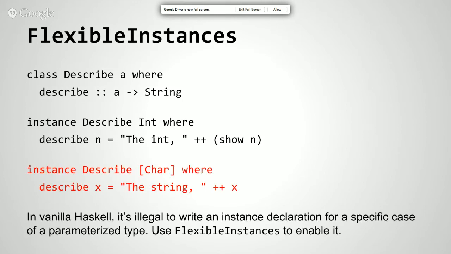And this is actually illegal in vanilla Haskell. You can't write an instance declaration for a specific case of a parameterized type. So you could write a Describe that applies to lists, but you couldn't write a Describe that applies to lists of chars. It's almost like the nightmare you get with type erasure in Scala, where you can use the outer type, the container type, but you can't do things with the inner type, at runtime that is. However, you can use flexible instances and then they'll compile just fine. And flexible instances is pretty vanilla. People aren't gonna roll their eyes if you use it.